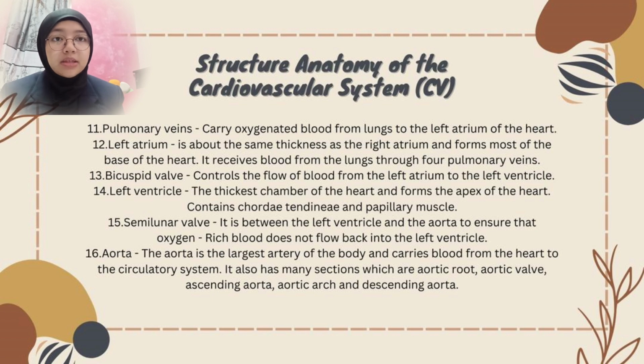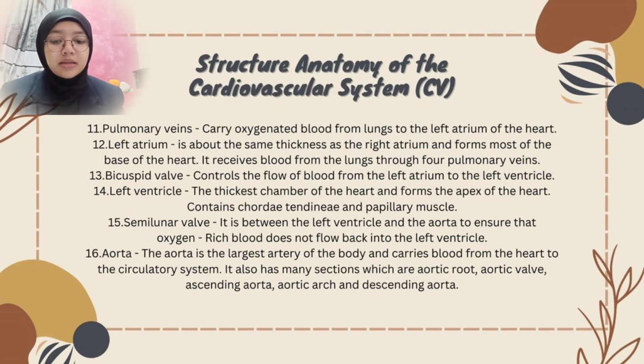These veins carry oxygenated blood from lungs to the left atrium of the heart. Number 12 is left atrium. It is about the same thickness as the right atrium and forms most of the base of the heart. It receives blood from the lungs through 4 pulmonary veins. Number 13 is bicuspid valve. It controls the flow of blood from the left atrium to the left ventricle. Number 14 is left ventricle, the thickest chamber of the heart and forms the apex of the heart.